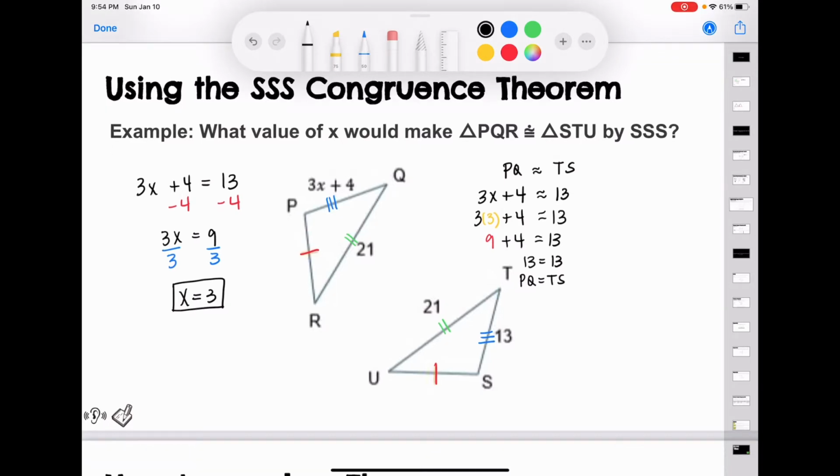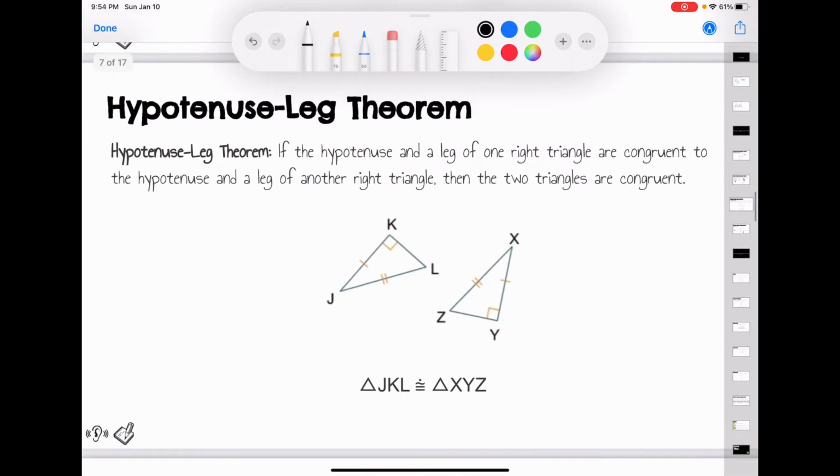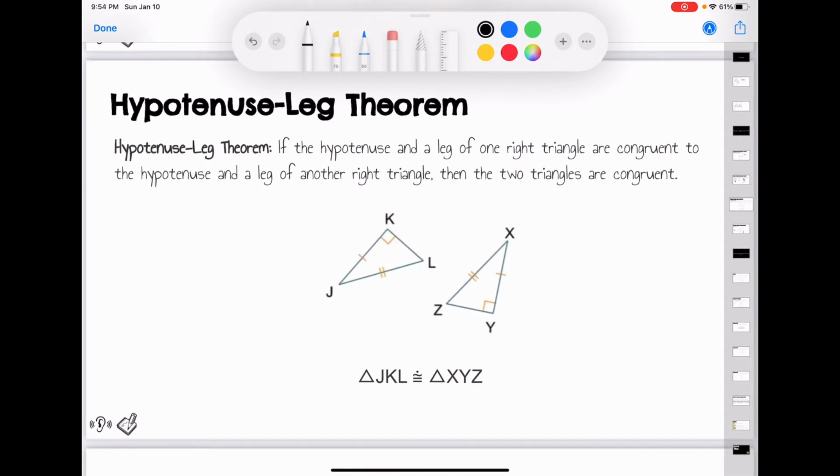Okay, so let's get into our next theorem, the last theorem we're going to see. And this is the hypotenuse-leg theorem, also sometimes referred to as the HL theorem. The HL theorem says if the hypotenuse and a leg of one right triangle are congruent to the hypotenuse and the leg of another right triangle, well then the two triangles are congruent. So the first criteria that we have to meet is that it must be a right triangle. So therefore we must have a right angle or a 90-degree angle.